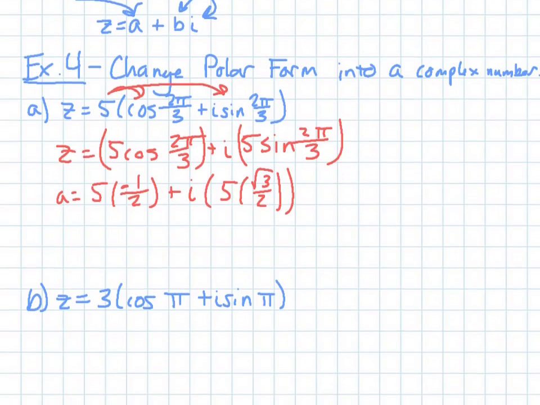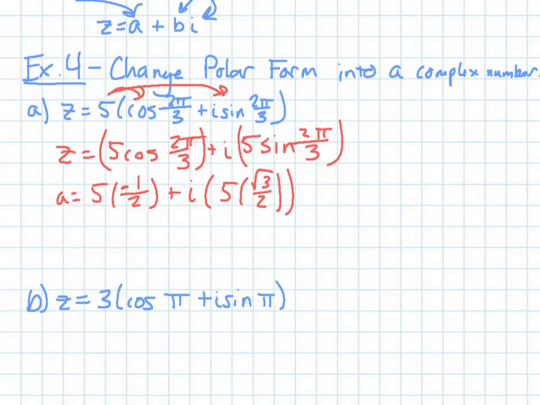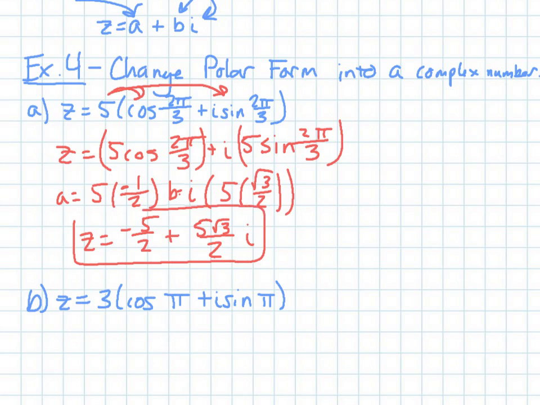Okay, so now, let me rewrite that. So there's my b value. So now z should equal negative 5/2 plus 5 square root of 3 over 2 times i. And so that would be my complex number.